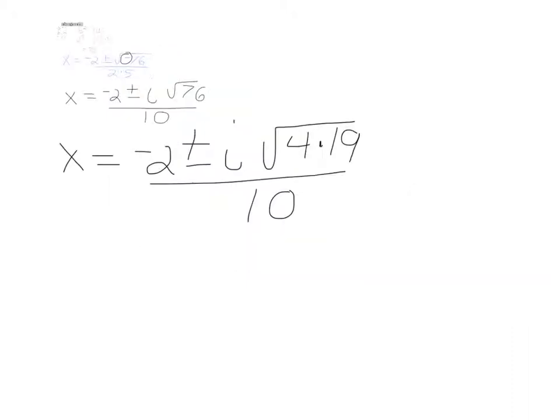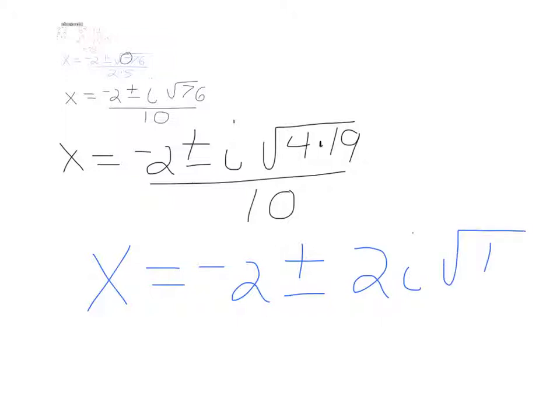So now, to finally simplify and be done with this problem, we can go ahead and take the square root of 4 out. The square root of 4 is 2, so I'll have x equals negative 2 plus or minus 2 I, and radical 19. There's no more ways to simplify that, so we leave it all over 10.